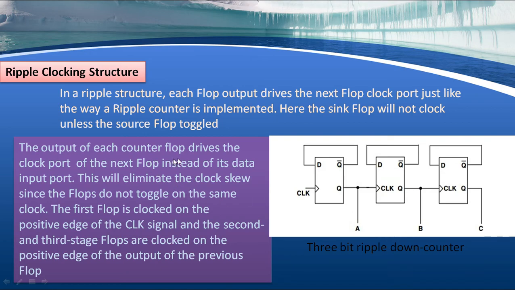The output of each counter flop drives the next flop's clock instead of its data input port. This is the flop. So this will limit the clock skew since the flops do not toggle on the same clock. The first flop is clocked on the positive edge of the clock signal, and the second and third flops are clocked on the positive edge of the output of the previous flop, the previous flop Q.